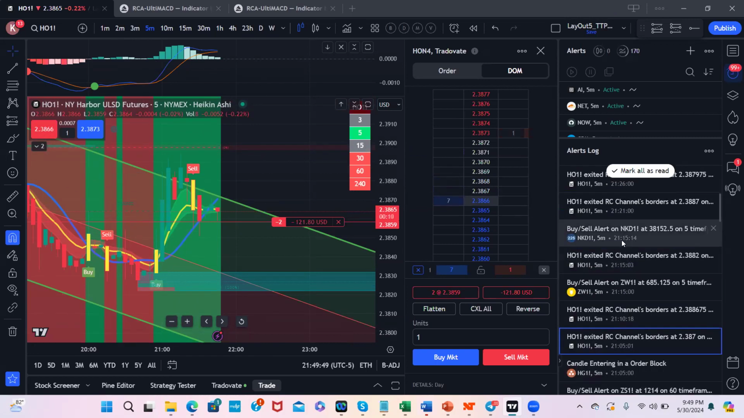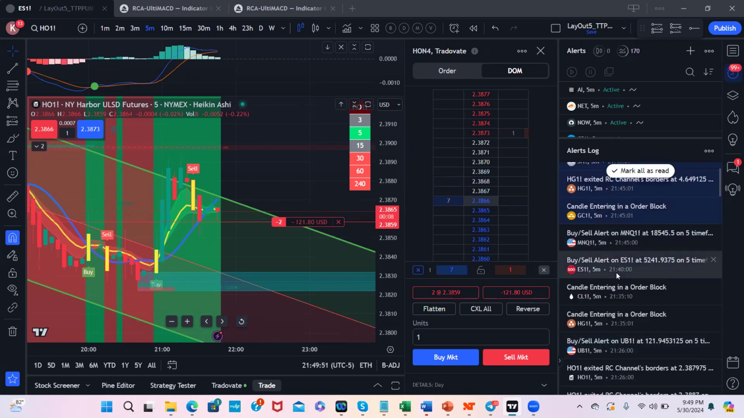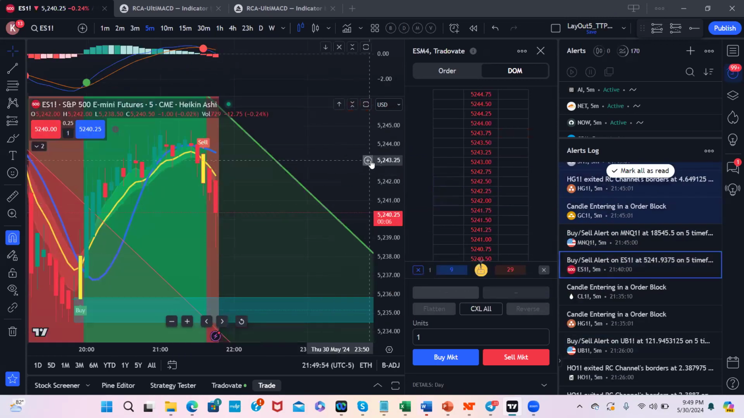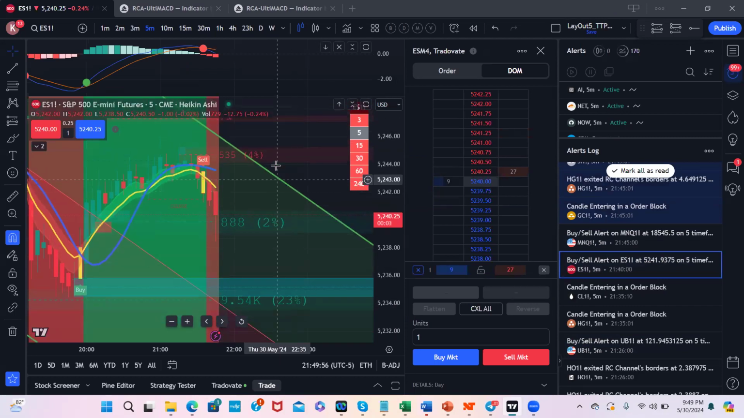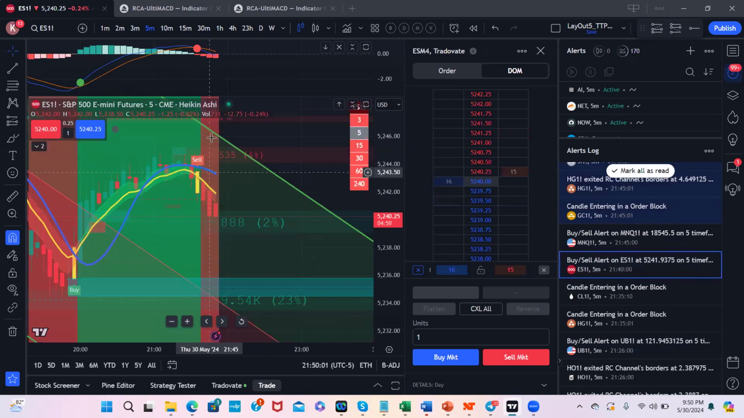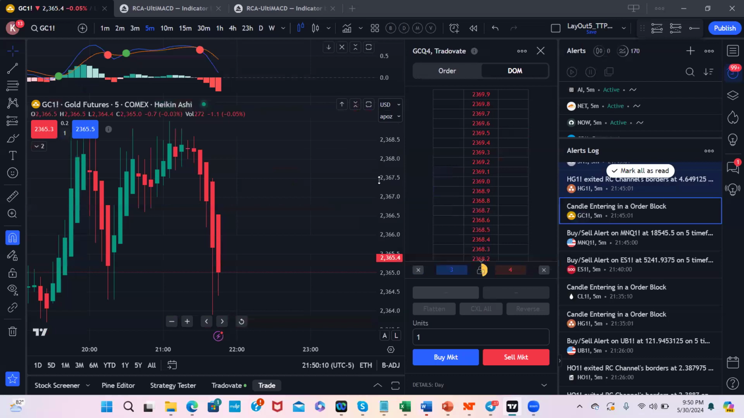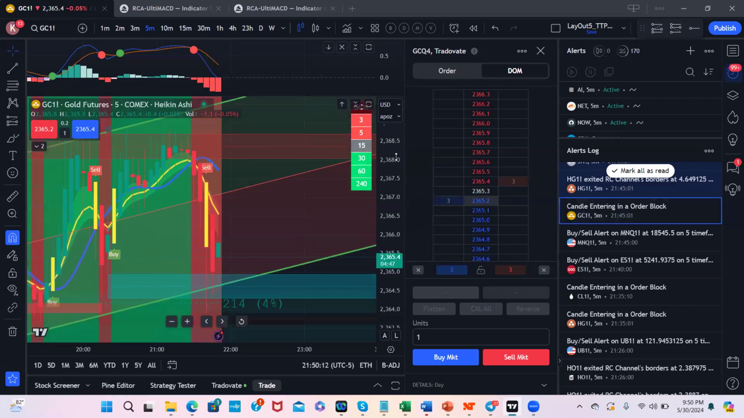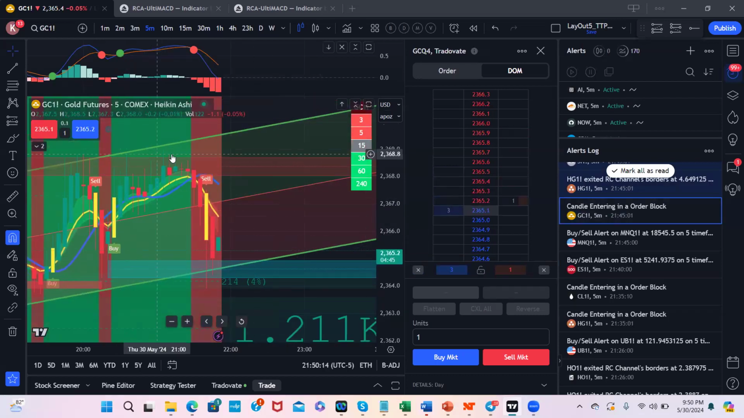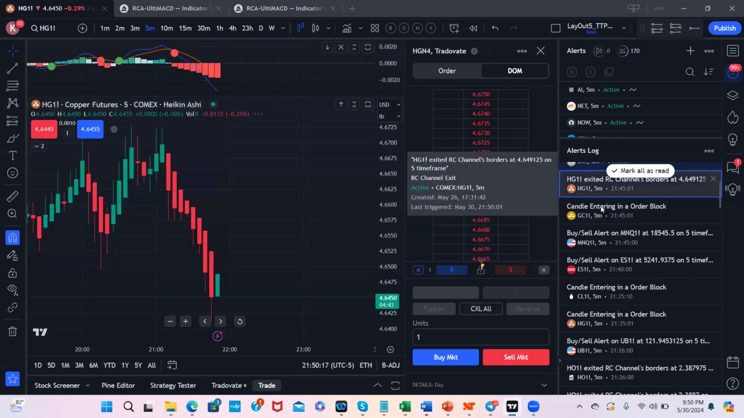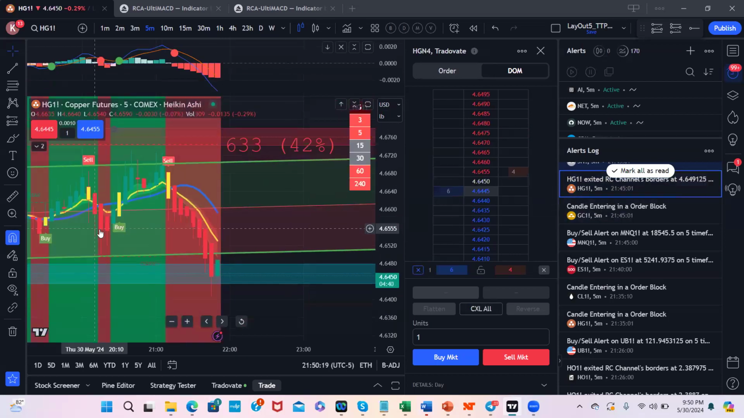Where is our silver? You got a sell alert. Again, you got a big sell order. You got a red background. Overall, it is a bearish ticker. Gold also dropped. Copper also, you got a sell and drop.